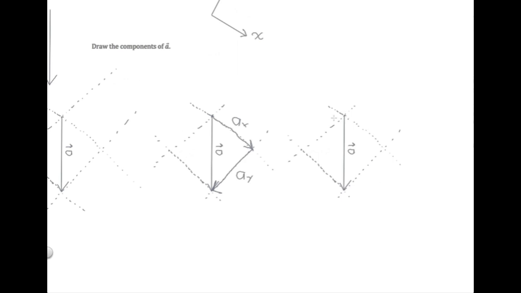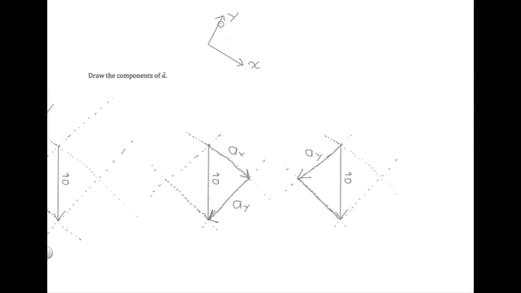Or instead, we could trace the right triangle on this side. Since this is the tail of the overall vector, it should be the tail of the component. So this is the head of that y component. How do I know this is the y component? Because this line is parallel to my y-axis. And since this is the head of the overall vector, it should be the head of the component. How do I know that this is the x component? Because it's parallel to the x-axis.